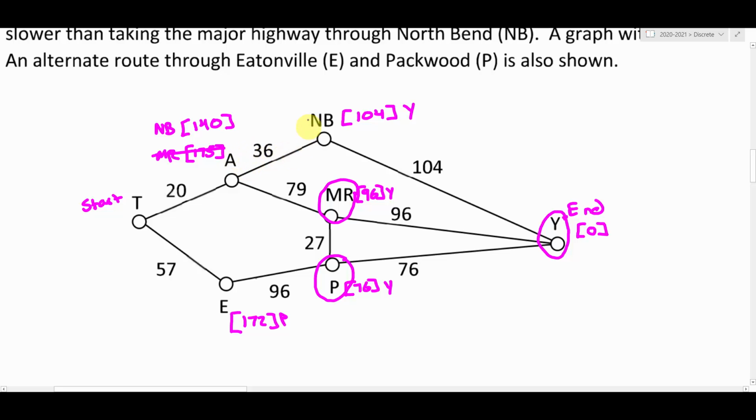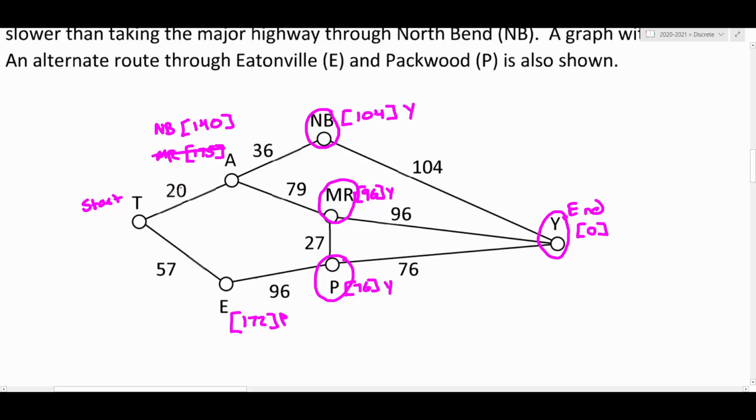All right, and now NB is done. So again, I reanalyze my vertices. I have this one up here, vertex A with 140, and this one down here, vertex E with 172. The 140 is shorter, so I'm going to go up here to vertex A. I have 3 edges. 2 of them lead back to visited cities, so we're done with those. So I just need to analyze this one, which takes us back to our start point.